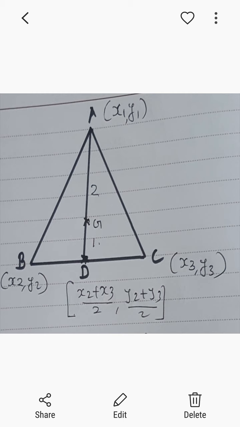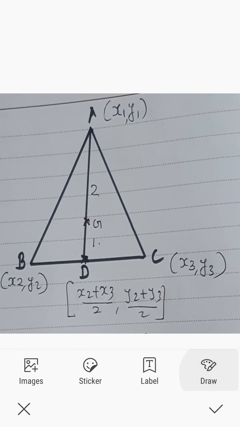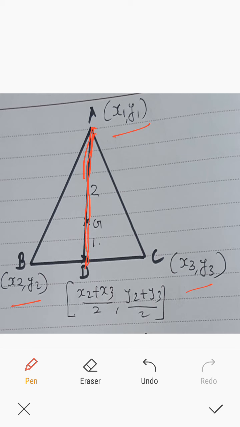Here you see, the same triangle ABC is mentioned here. Only the median AD is mentioned. Triangle ABC with the vertices A (x1, y1), B (x2, y2) and C (x3, y3). One median drawn from the vertex A is also drawn and G is also marked.